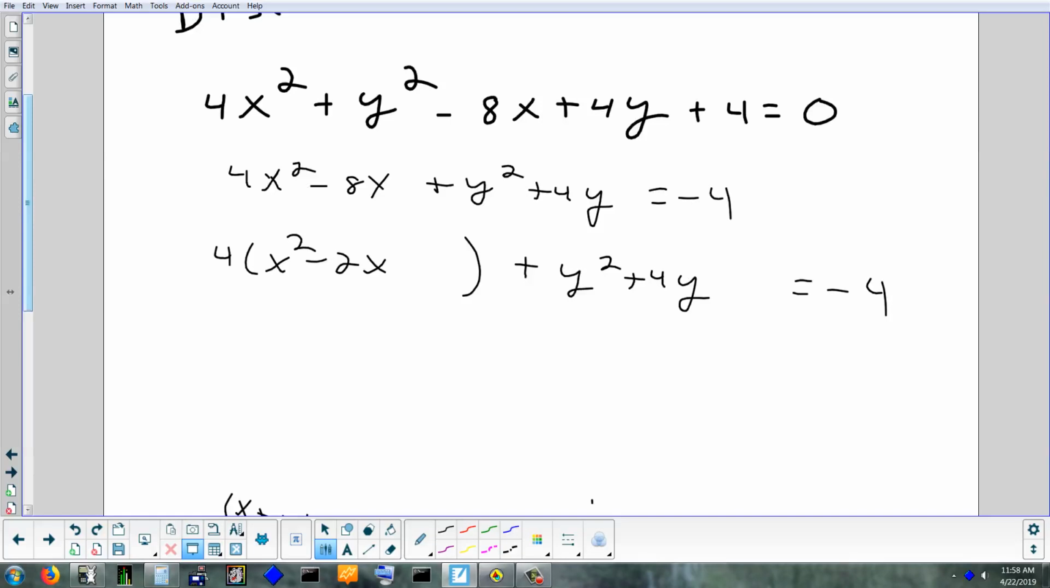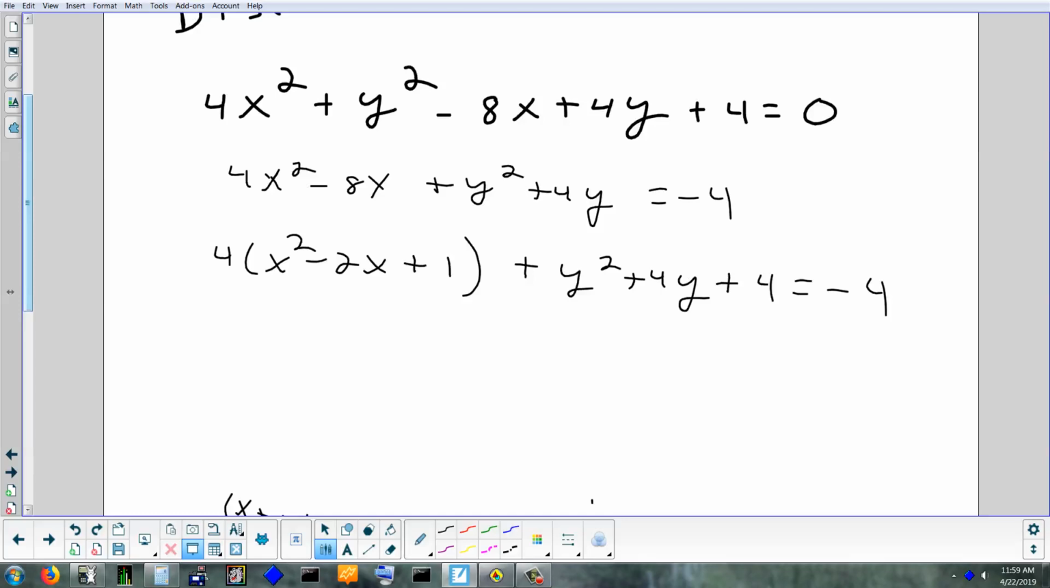Now, let's do what Blake said. What's half of negative 2? Negative 1, and when you square it? 1. So that's what you're going to put there. And now let's do the same thing for the y's. Half of 4? 2 squared? 4.